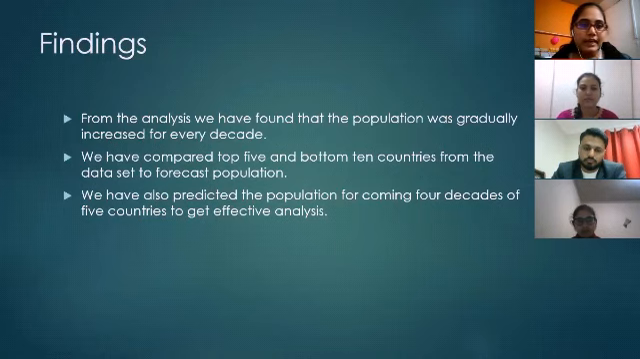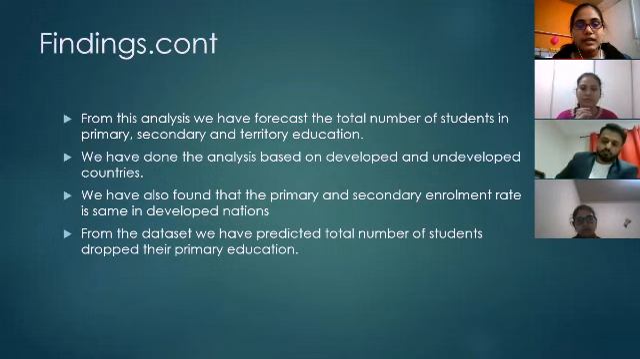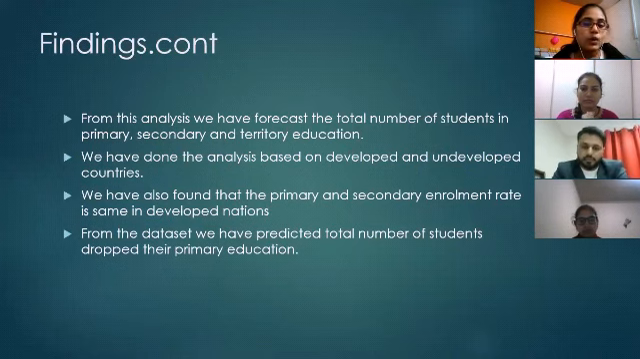And moving on to the findings from the education dataset. From this analysis, we found the total number of students who have enrolled for primary, secondary, and tertiary education. We did this analysis depending on developed and underdeveloped countries. And we found that primary education and secondary education enrollment are the same in developed nations, while in underdeveloped nations, the primary education dropout rate is very high.